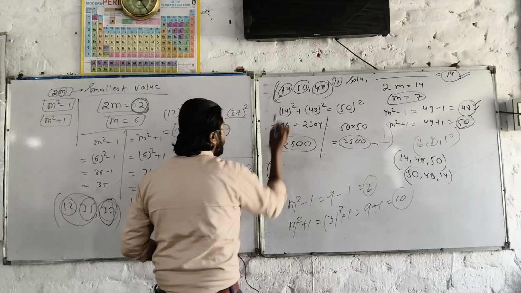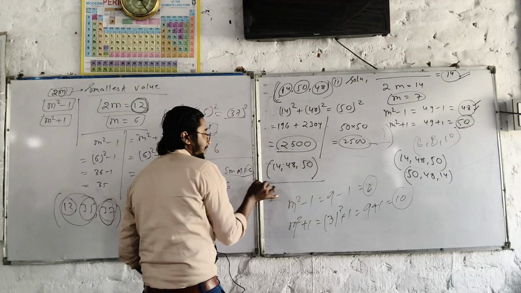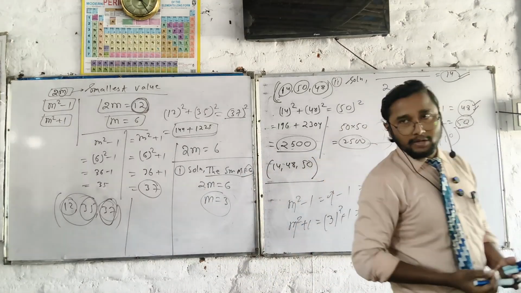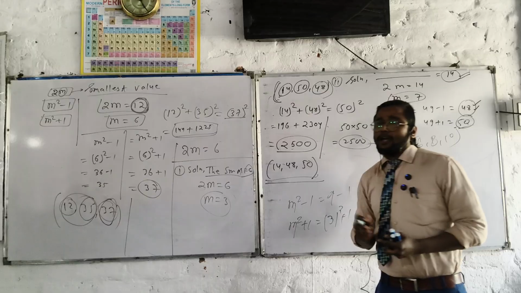So guys, what will you write here this time? 14, 48, and 50. This is the way it should be written in the Pythagorean triplet, right? When we represent the Pythagorean triplet, we will write it this way. I hope you can see that.